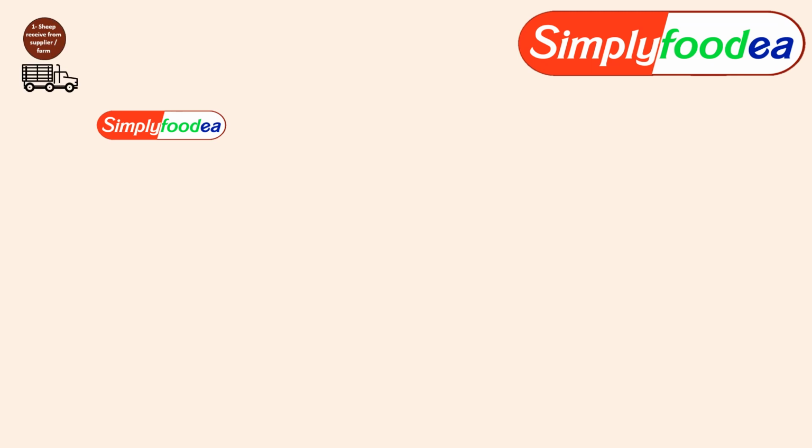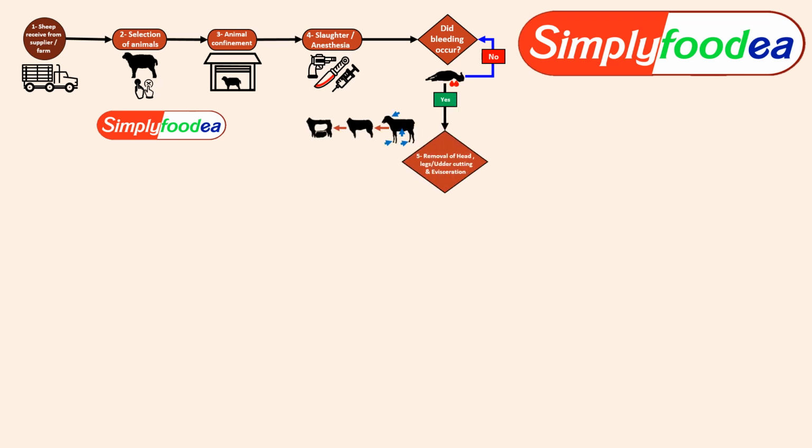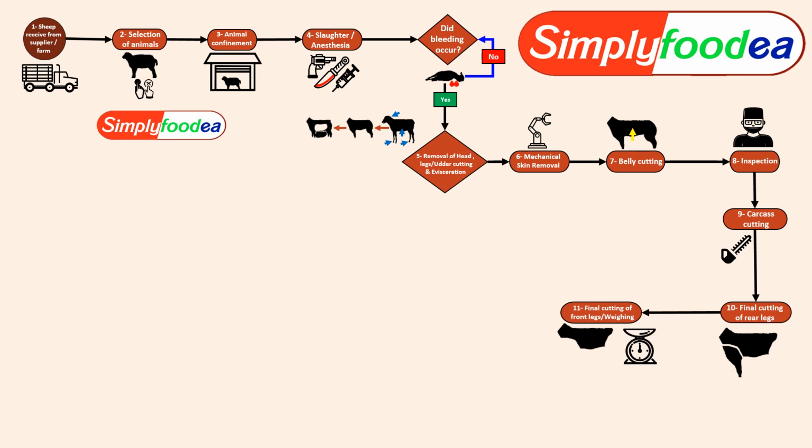Number 1, sheep received from the farm, selection of animal, confinement, slaughter and anesthesia of the sheep, bleeding. If no, we'll repeat again. The repeating of bleeding is not about reslaughtering, but to ensure that all the blood is emptied from our carcass. Removal of head, mechanical skin removing, belly cutting, inspection, carcass cutting. Number 10, final cutting of rear legs. 11, final cutting of front legs and weighing.